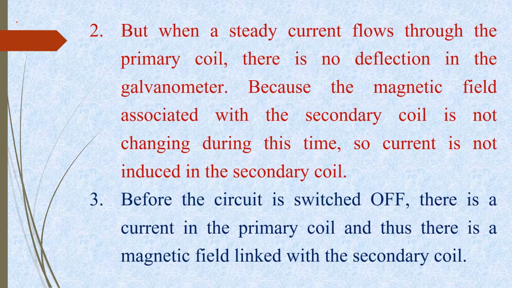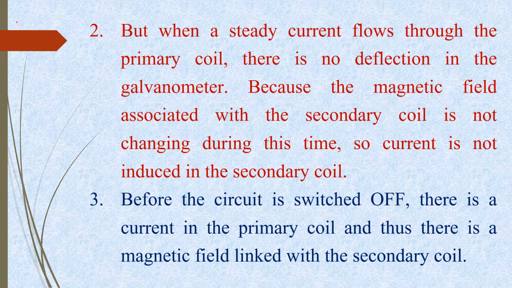But when the circuit is on, a steady current flows through the primary coil, so that a magnetic field is produced around it, and this magnetic field is linked with the secondary coil also. But there is no change in the magnetic field linked with the secondary coil. Therefore, no deflection will be shown in the galvanometer, because there is no induced current produced in the secondary coil during this time.